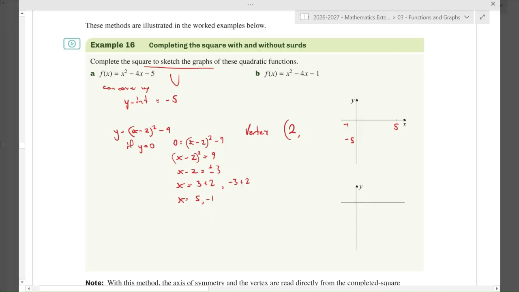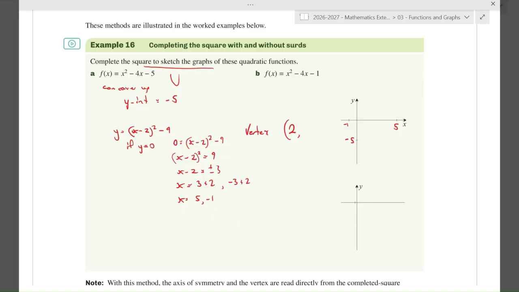If you look at it and think, what value of x do I have to put in there to get it back to 0? I'd have to put in a 2. So that's where your vertex is. If I had in the bracket x minus 7, my vertex would be at 7. If I had x plus 7, my vertex would be at minus 7, because I'm just trying to get that bracket back to 0.